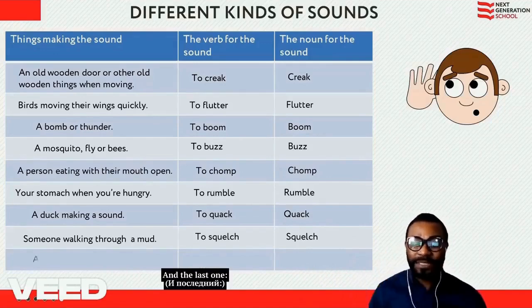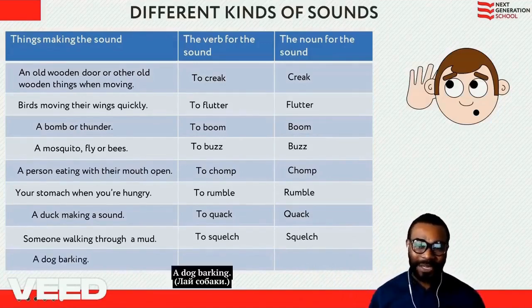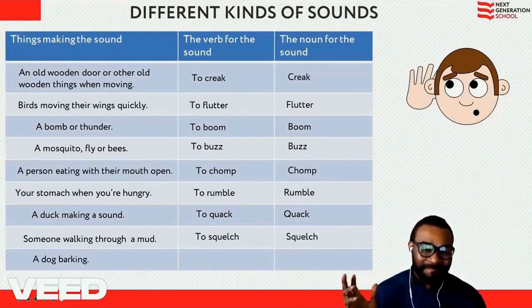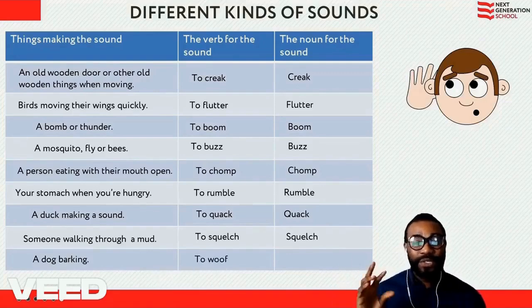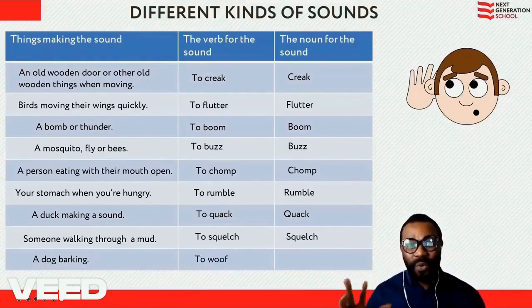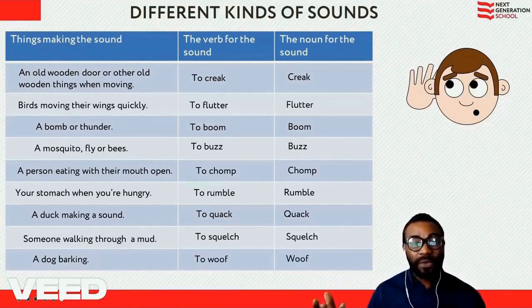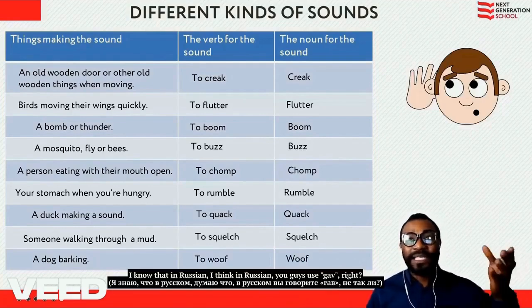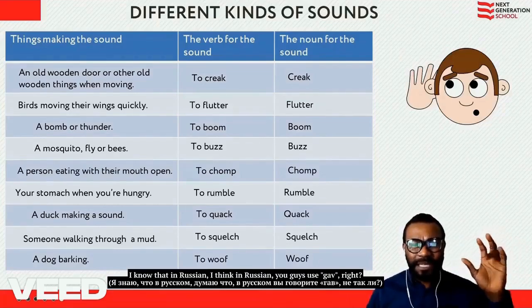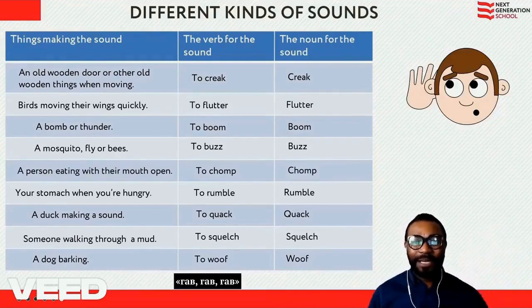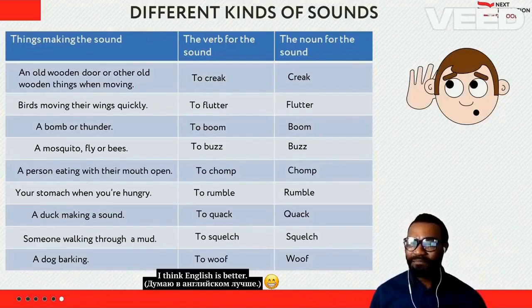And the last one, a dog barking. What is this sound? In English, it's to woof. Woof. And of course, the noun is just woof. I know that in Russian, I think you guys use gaff, right? Gaff, gaff, gaff. But in English, we say woof. I think English is better.